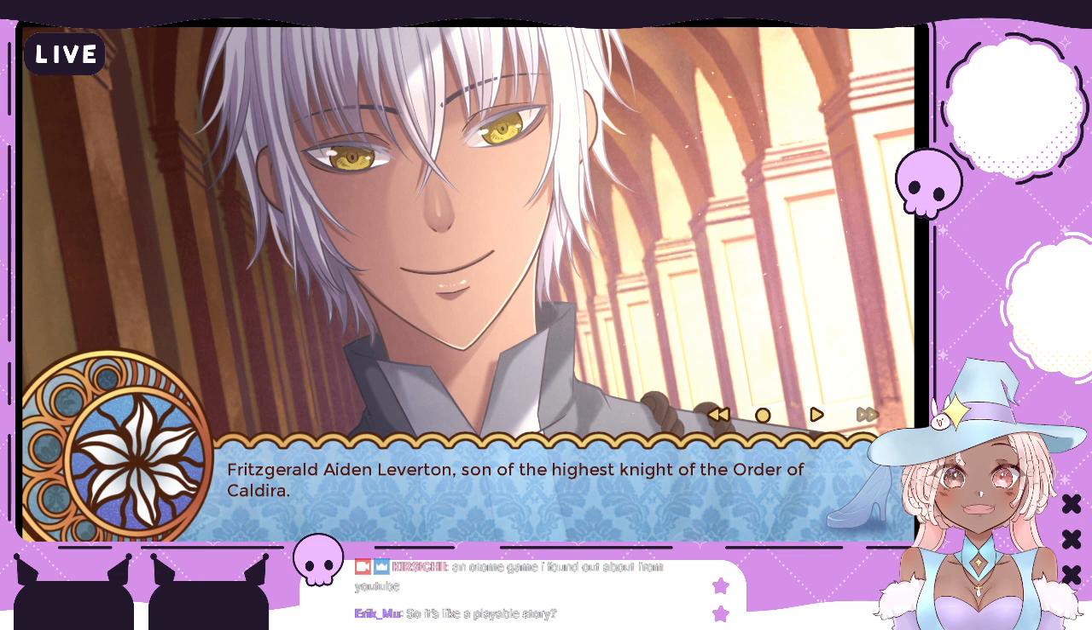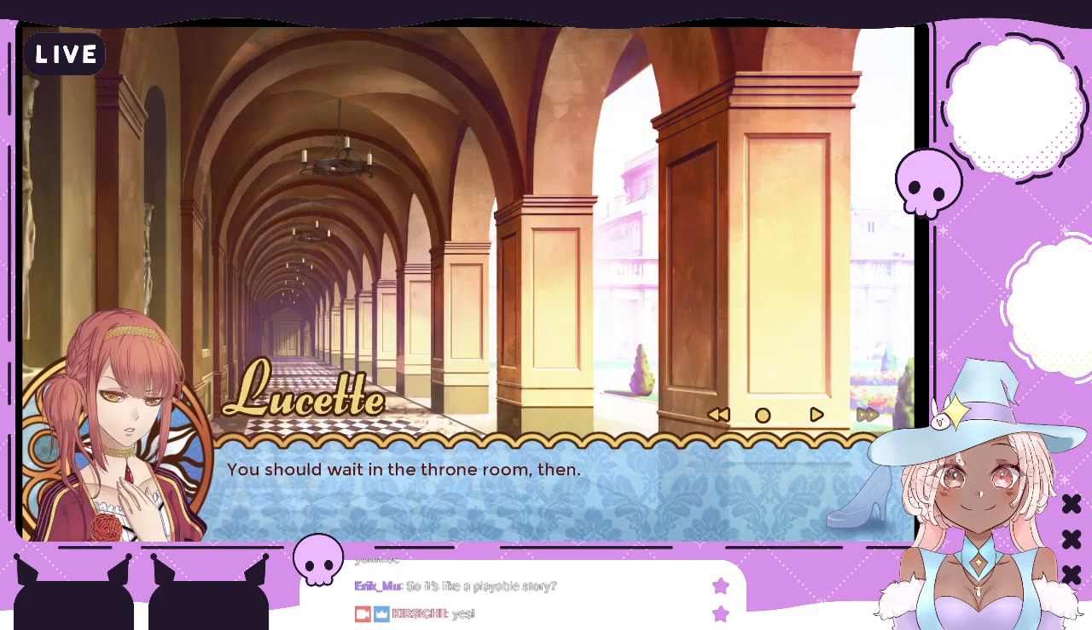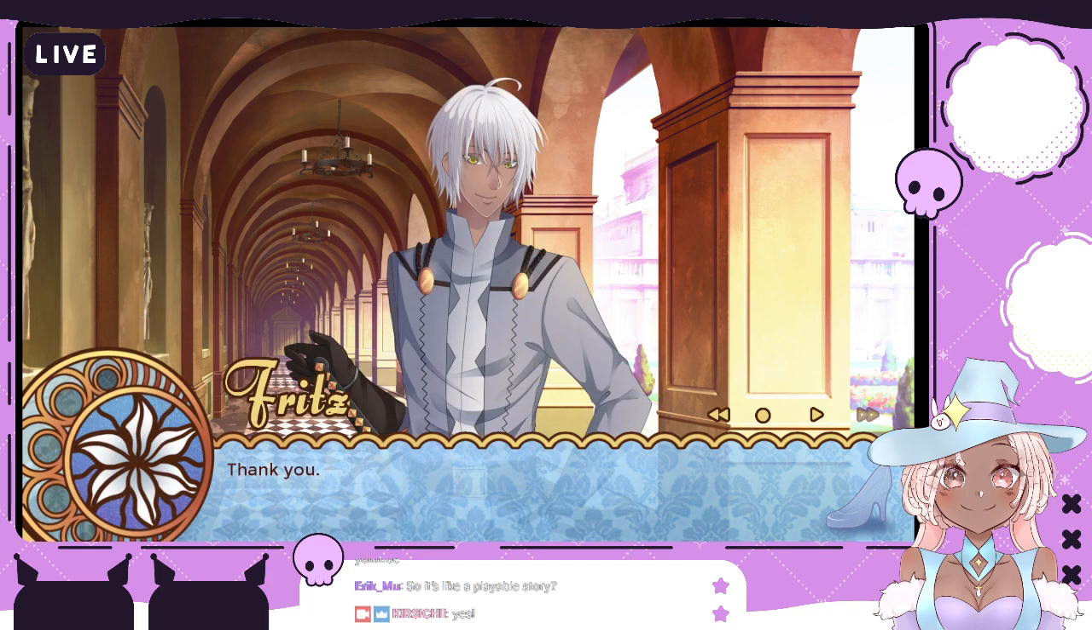Fitzgerald Aiden Leverton, son of the highest knight of the Order of Caldera. His father, Sir Alcaster, has served the royal family for many years. Sir Alcaster is one of the king's most trusted advisors. 8 years ago, Fritz was assigned the honor of becoming my personal knight. His presence is the only company I can tolerate nowadays. You should wait in the throne room, then. Thank you.